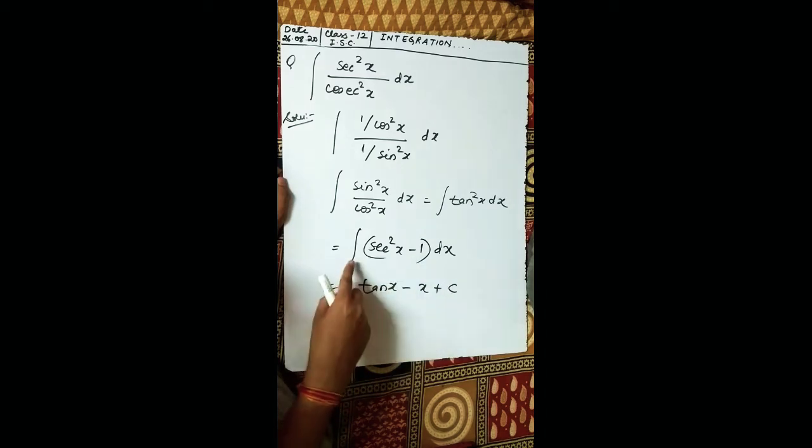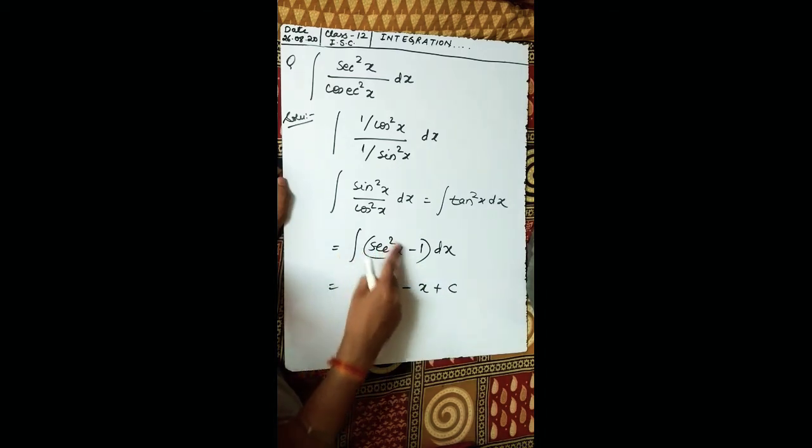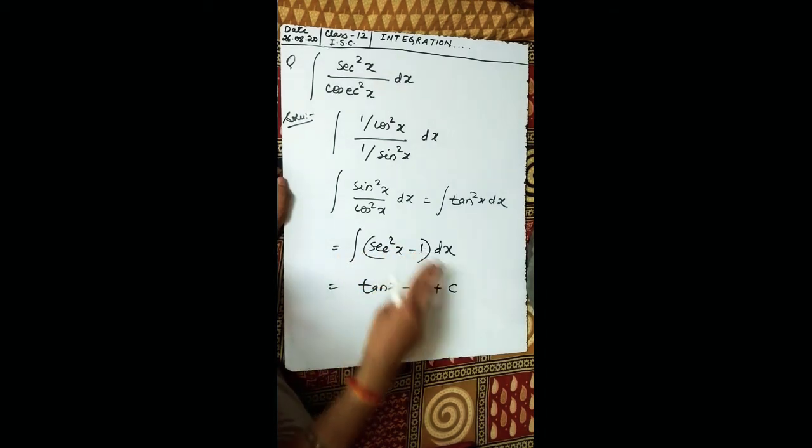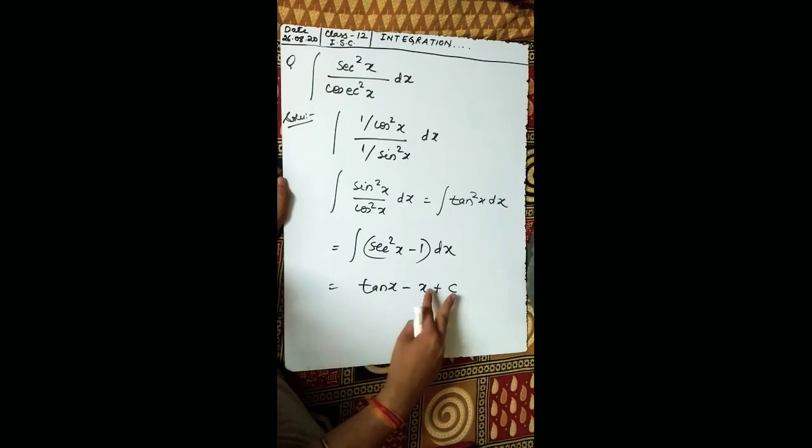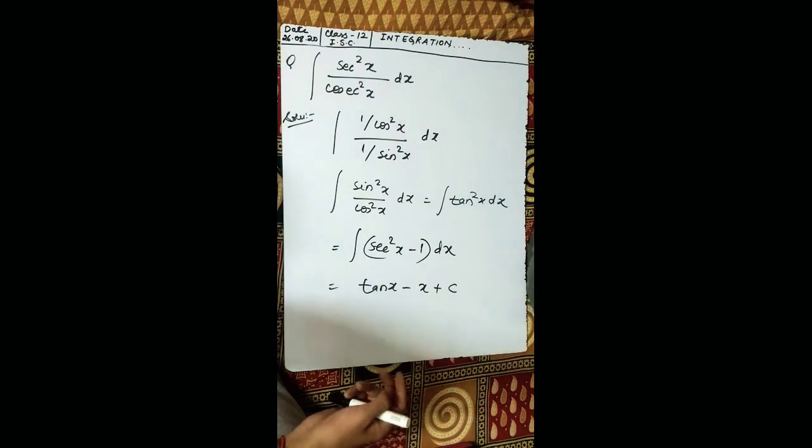Okay, and when you integrate this, integration of sec square x is what? Tan x. Integration of 1 is what? Minus x plus c. So this is the final integration of this function.